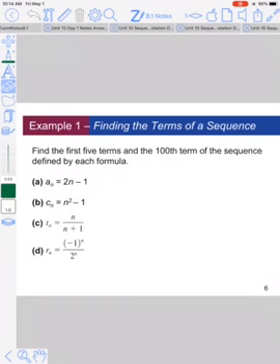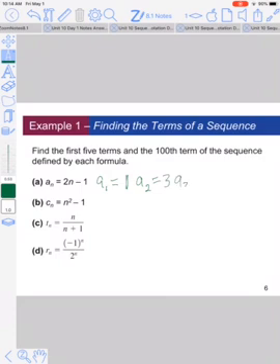So here this says find the first 5 terms, right? So here we go. That means if I had a sub 1, what would that be? Well, I'd plug in a 1, and 2 times 1 is 2, minus 1 is 1. That would be the first term. Now the second term would be if I plugged in a 2. 2 times 2 is 4, 4 minus 1 is 3.